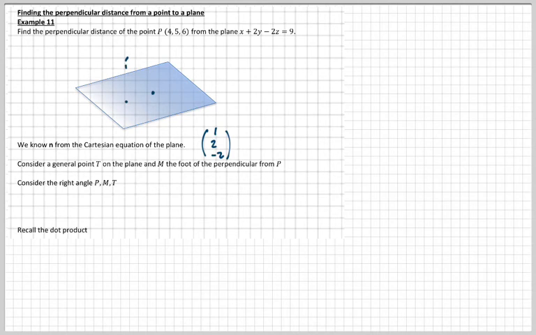All right, let's draw a diagram which will help us to visualize this. So M is going to be the foot of P, where P is the point (4, 5, 6), and that foot is perpendicular to the plane. Let's call this angle theta. This is going to help us justify some of the distance formulas we're going to use. So the length PM is equal to PT cos theta, just by basic trigonometry.